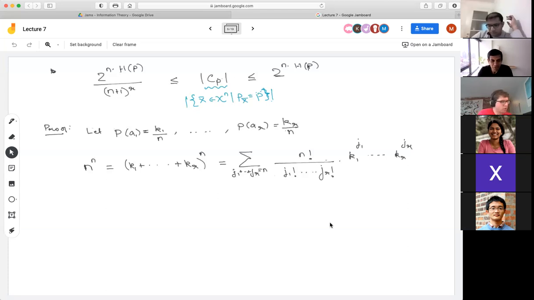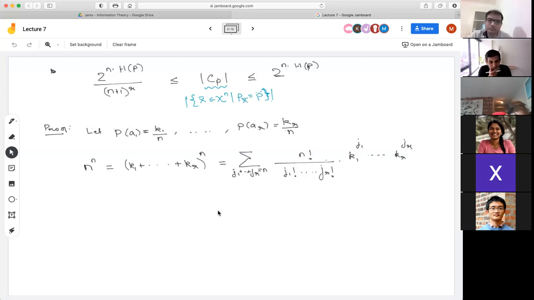You can write this in terms of probabilities or counting. I prefer to write this in terms of counts. So let's just calculate n to the n in 2 different ways. Before that, let's say P is a type, which means that the probabilities are multiples of 1 over n. So let's say the probability of A1 is some k1 over n and so on up to kr over n. Some of these can be 0, but they are non-negative.